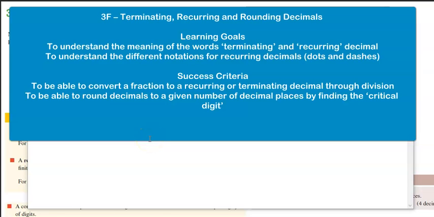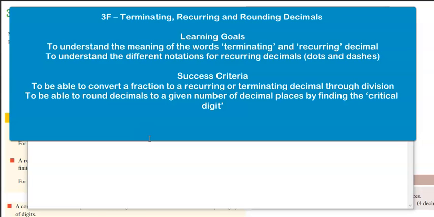Mr. Herman here, and this lesson is exercise 3F, terminating, recurring, and rounding decimals. The learning goals for this one are to understand the meaning of the words terminating and recurring decimal, and to understand the different notations for recurring decimals through dots and dashes.